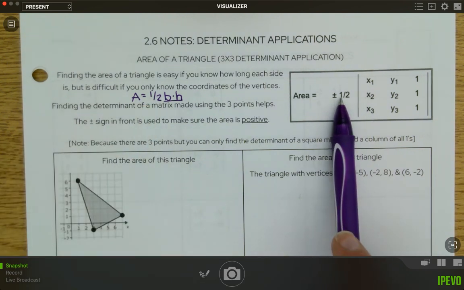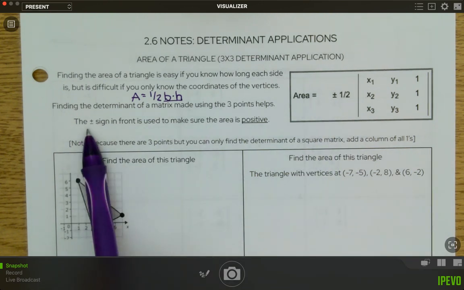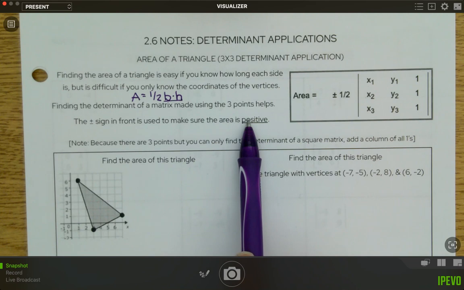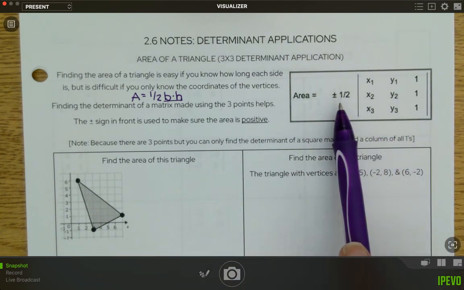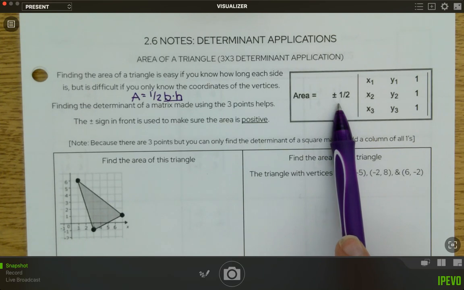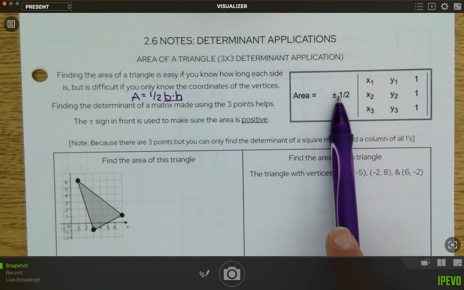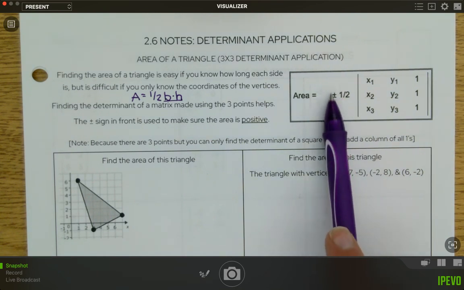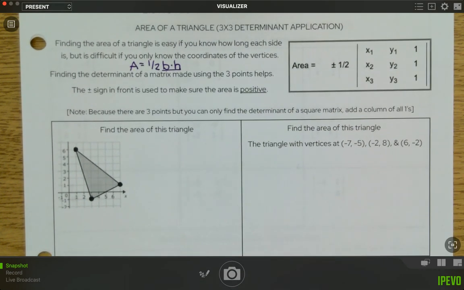Now you might notice that there's this weird plus minus out front. This is used to make sure that the area is positive. Sometimes when you do this, you're going to get a negative answer. That means you'll multiply it by negative 1/2 to make it positive. If it's already positive over here, then you'll multiply it by positive 1/2. So we don't really do much with this plus or minus other than make sure that we give each shape a positive area. It's really just there to fix a little glitch that happens occasionally.